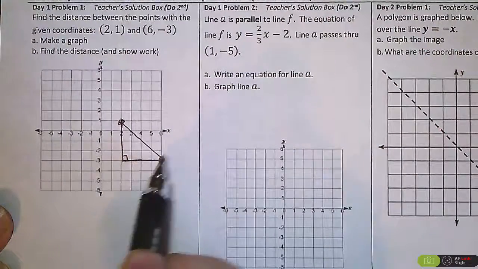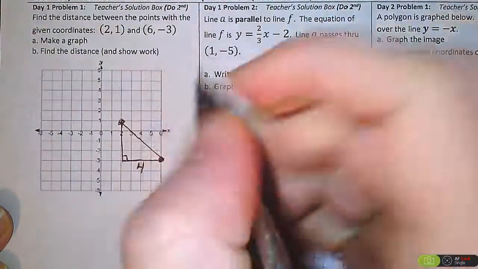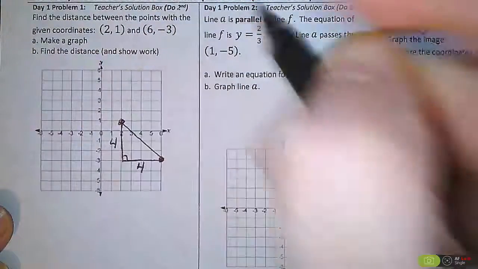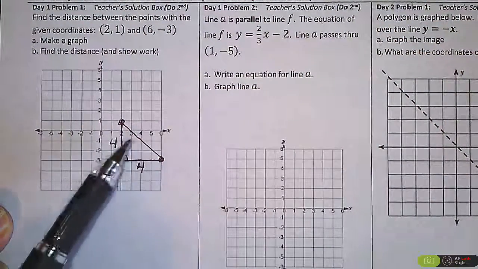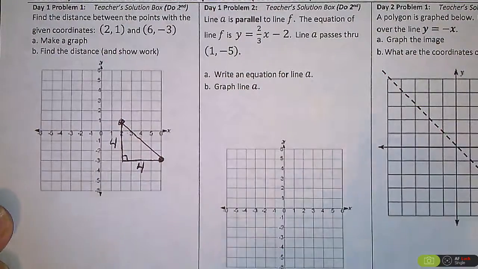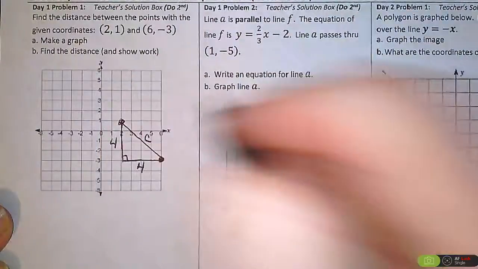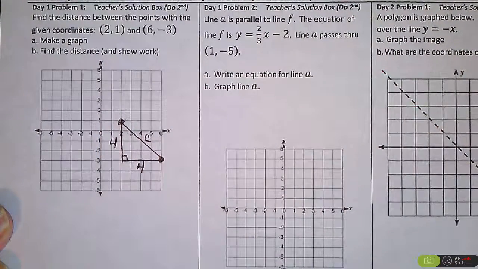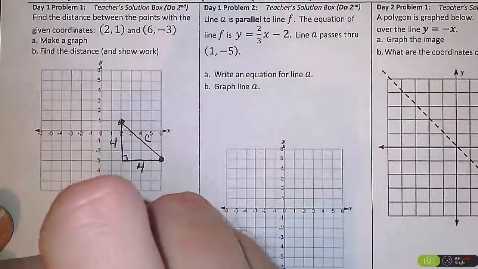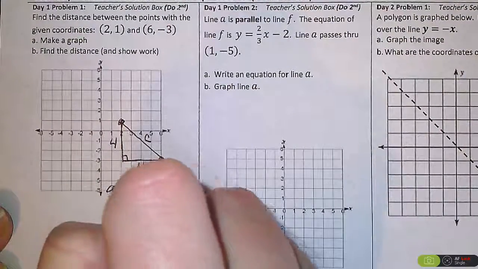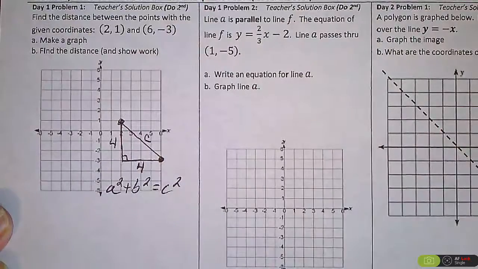This is 4 units long, and it happens to also be 4 units tall. Let's choose a variable to write on the hypotenuse of this right triangle. Because we're going to use the Pythagorean Theorem, it makes sense to use the letter c. Now we can find the length of c. a squared plus b squared equals c squared. That's the Pythagorean Theorem used for right triangles.